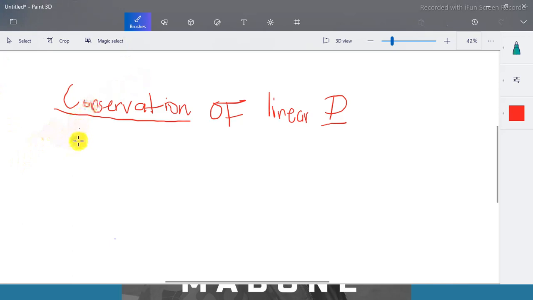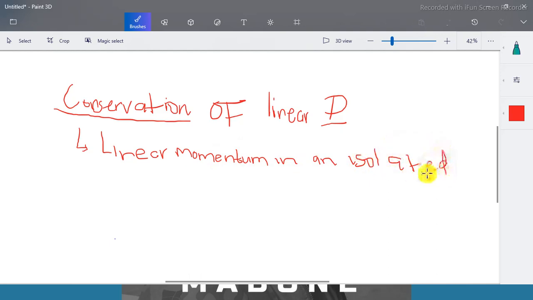So, in most cases, they're going to ask you to state this law. The law says, if I'm not mistaken, obviously, linear momentum in an isolated system remains constant.